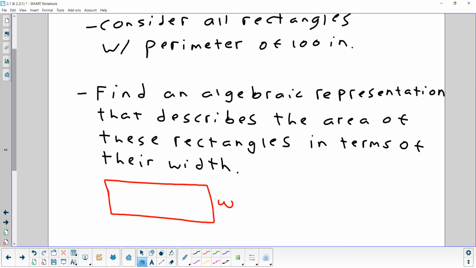All right. I've labeled the right-hand side as W. Is there anything else that I can label easily in this rectangle?